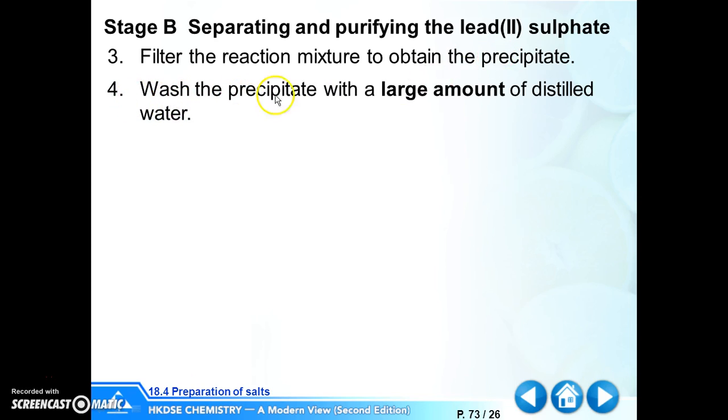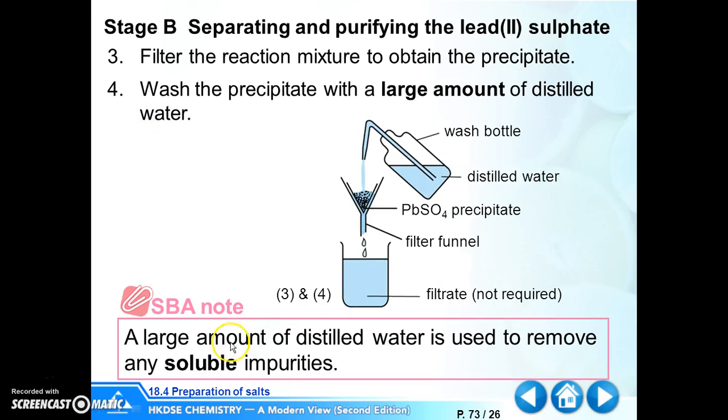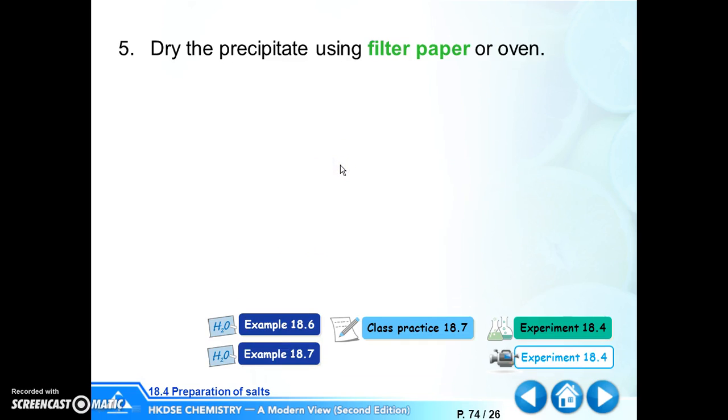But before that, we need to wash the precipitate with a large amount of distilled water, so as to remove the soluble impurities. You must write "soluble" to indicate that only the soluble substance is removed. Then we need to dry the precipitate using filter paper or an oven.